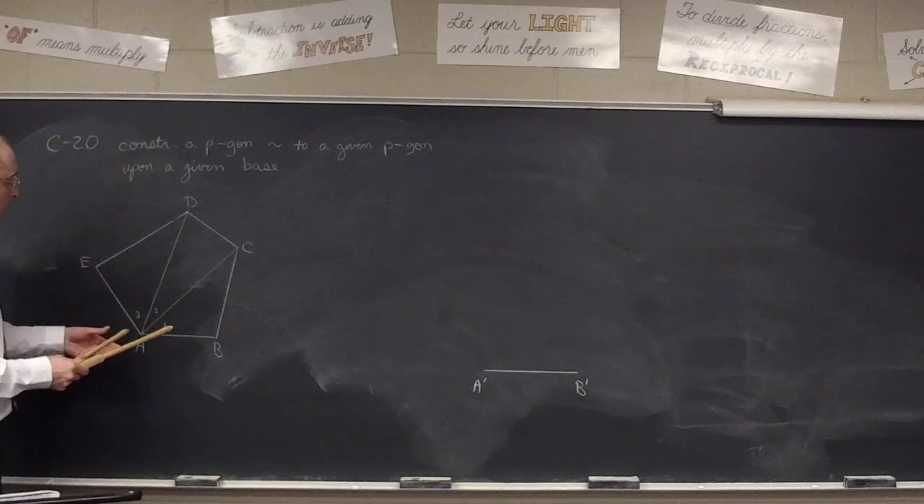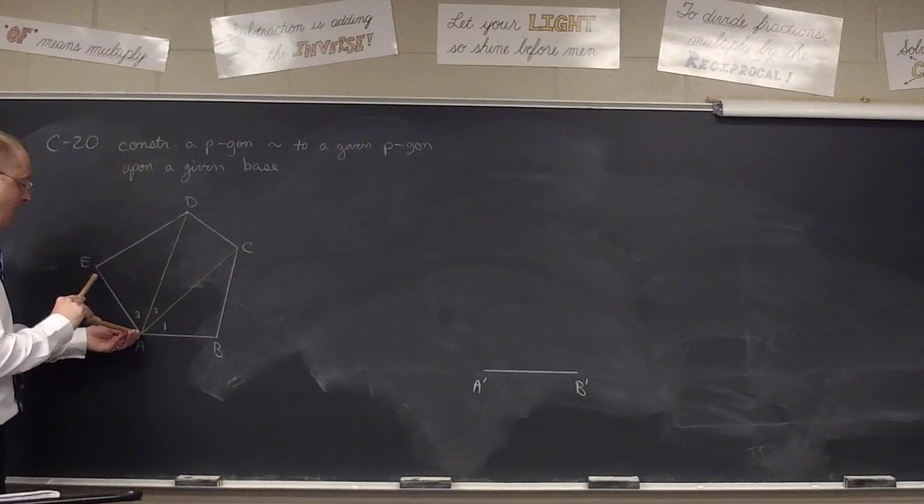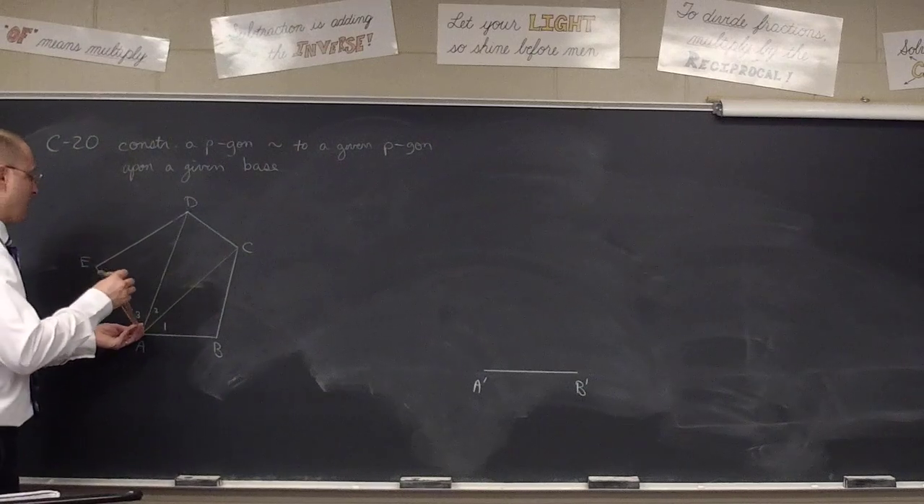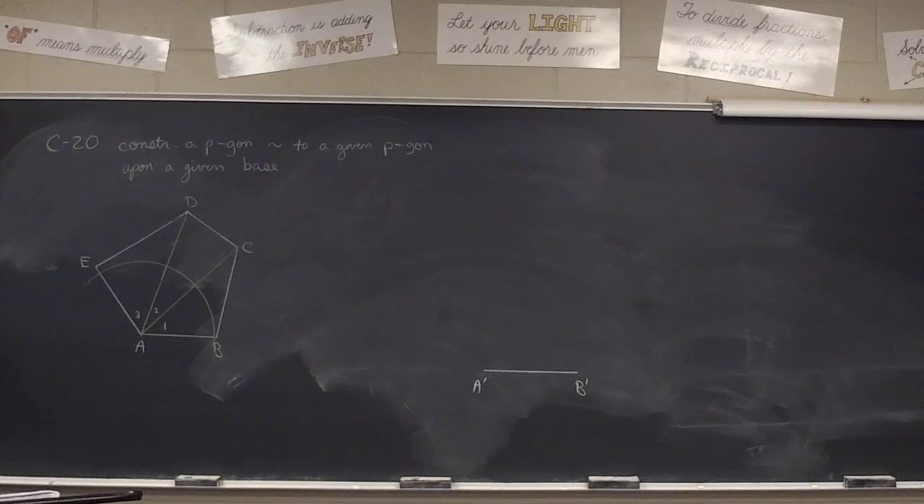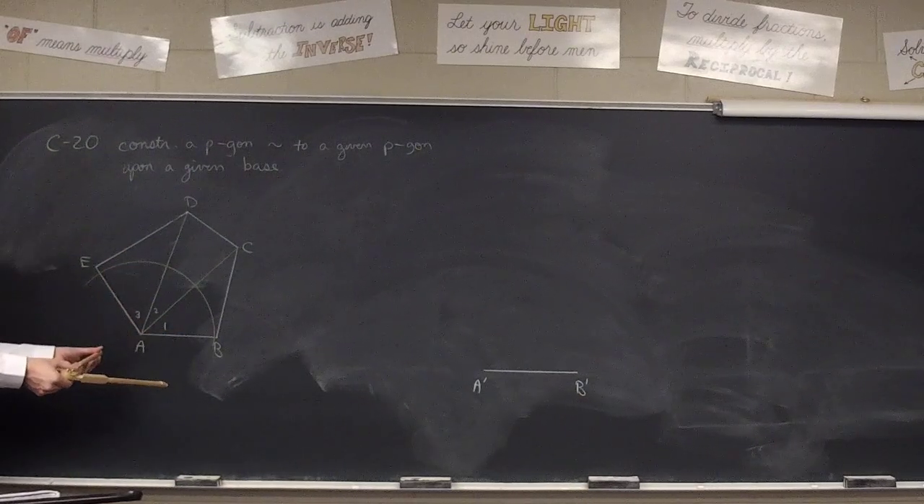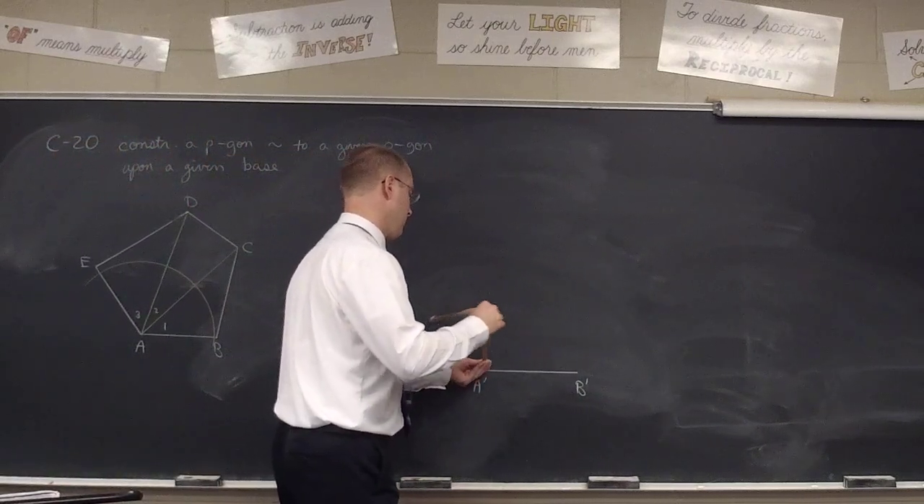What I'm going to do is open my compass as wide as I'm allowed to. I'm kind of limited by the lengths of AE and AB, and make an arc that just goes all the way through. Ooh, that just barely made it. Once you've made this arc that goes all the way through, go to A prime and make that same arc.